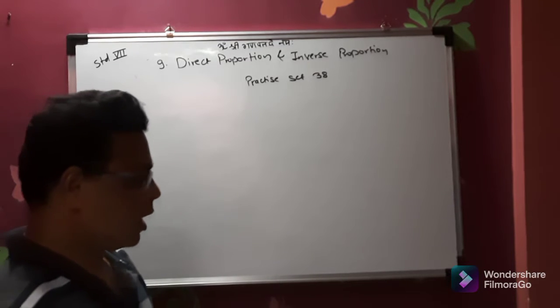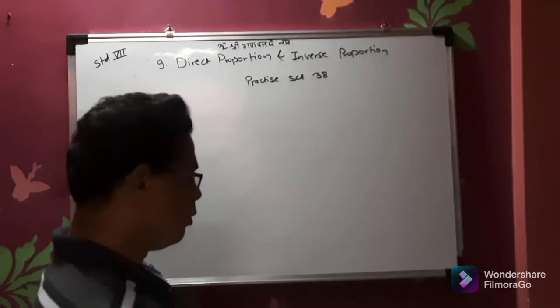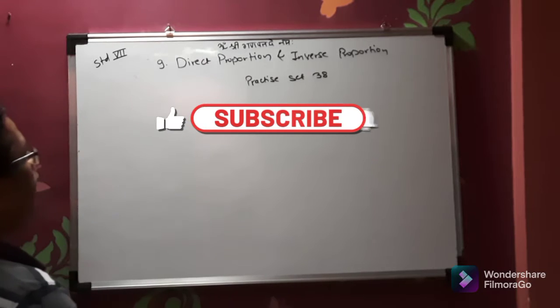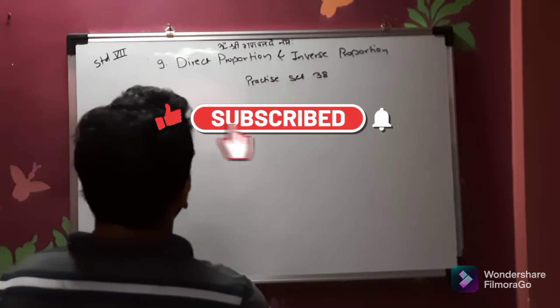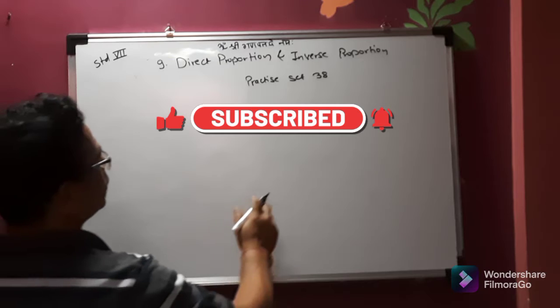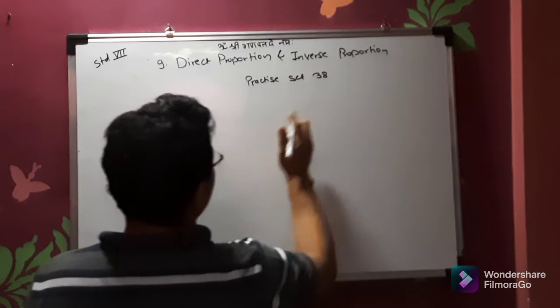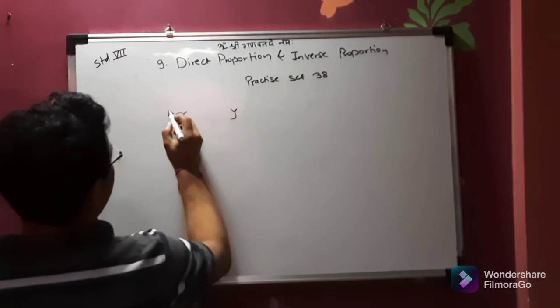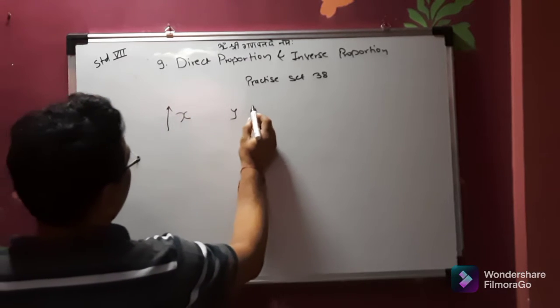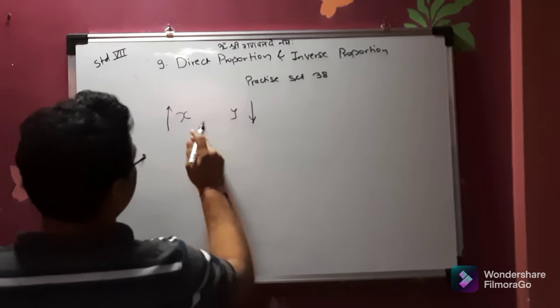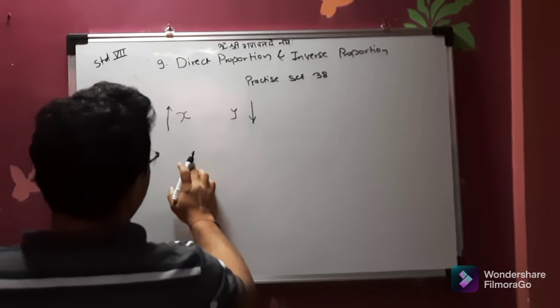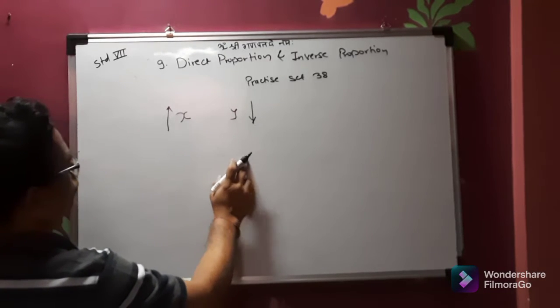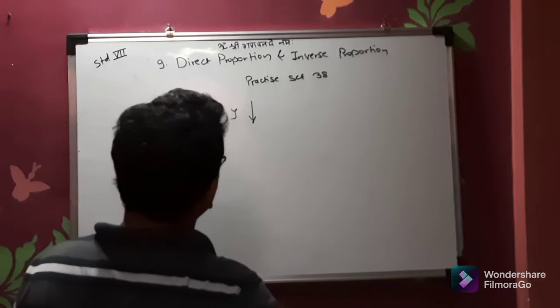Now we will start this chapter 9, inverse proportion. In our earlier video, I have told you what we mean by direct proportion and inverse proportion. Again, we will study about the inverse proportion. If there are two things, say x and y, and if the value of x is increasing, at the same time the value of y is decreasing, that is inverse proportion. X is going up and y is going down, so it is nothing but inverse proportion.